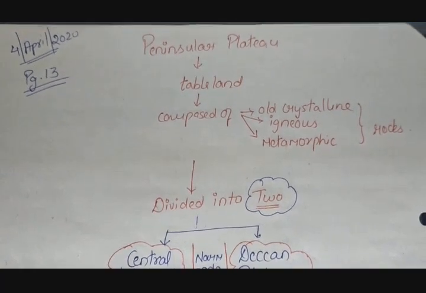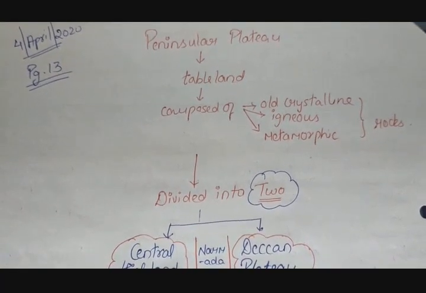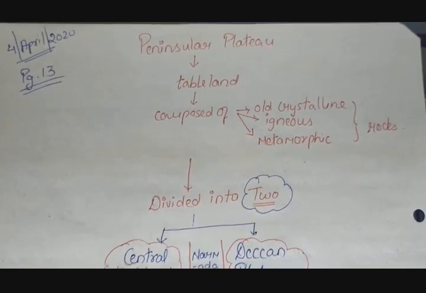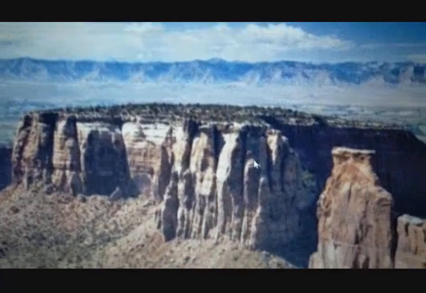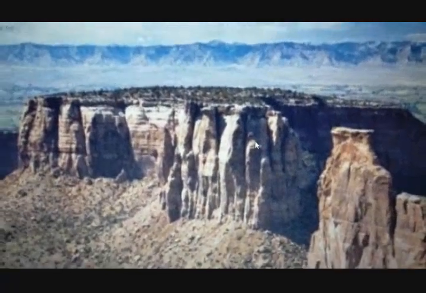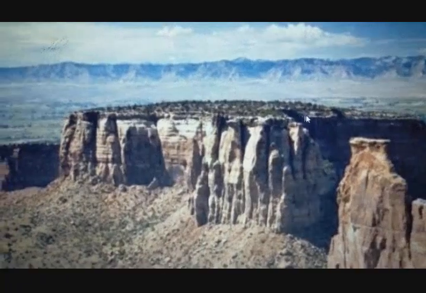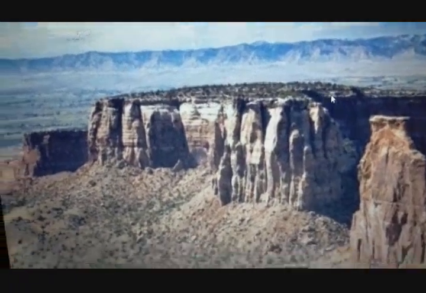The next topic after Himalayas that we are starting is peninsula plateaus. Plateaus are actually a tableland structure. If you know what tableland is, this is the real image of a plateau. If you can see closely, it appears like a table which you have at your home. So plateaus are table like structure.